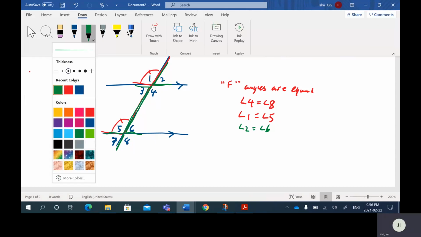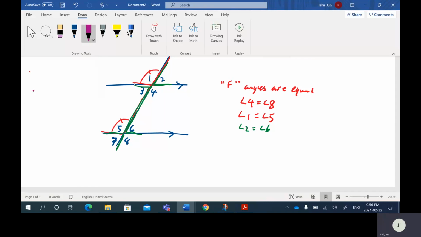So let's just use a different color here, purple. All right, so angle 3 here, angle 7. All right, so that creates a backwards F. So those angles are also equal. Okay, so in this case, we actually have 4 sets of F angles. Right? So again, angle 1 is equal to angle 5, 2 is equal to 6, 3 is equal to 7, and 4 is equal to 8.